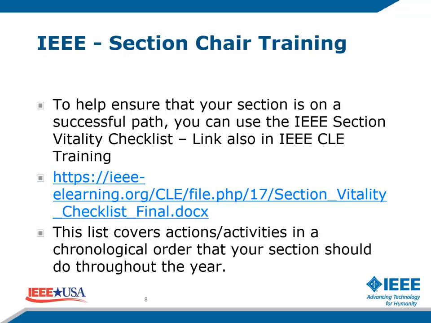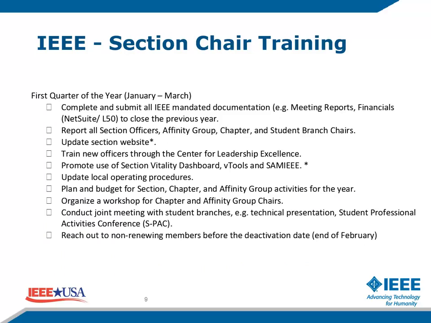So another really neat piece of information that I'm going to try to use in our section is that they provided a section vitality checklist. It's basically a Word document that details for each quarter what things you should be doing in your section, things you need to make sure you cover. I should have the list on the next couple slides. For the first quarter, I'm not going to read them all, but you can take a quick look and see what they recommend.